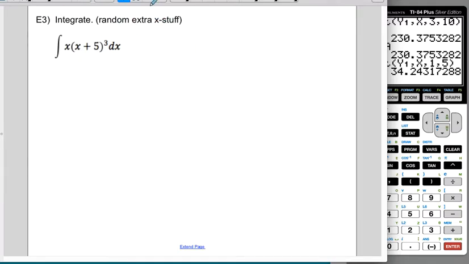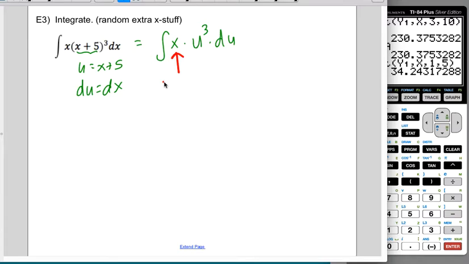Now there's some random extra stuff. I did kind of quantify that these are getting more difficult as we go. So hopefully it's pretty clear that my u should be the x plus 5 because it's inside a function. And so I get my du is dx, and everything's seeming fine. I get an x times a u to the third times a du. Uh-oh. We don't know how to deal with mixed integrals.